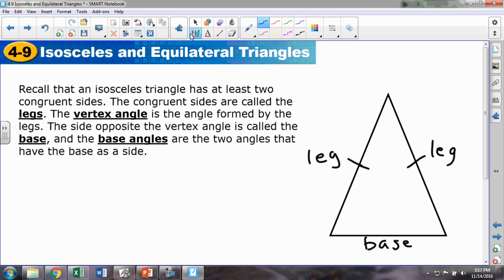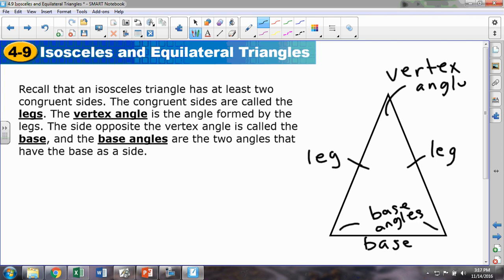Base angles come from these two angles that wrap around or kind of trap the base. And of course, if those are the base angles, that leaves the top one to be called a vertex angle. And remember, it's not about the top of the picture, it's the top of the triangle, even if the triangle is kind of tilted on its side.